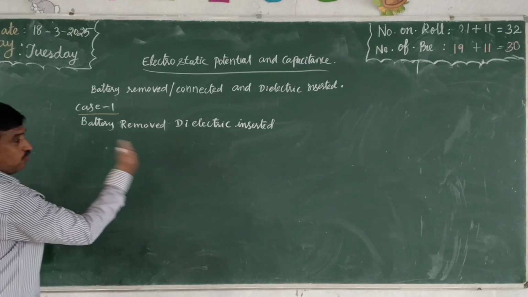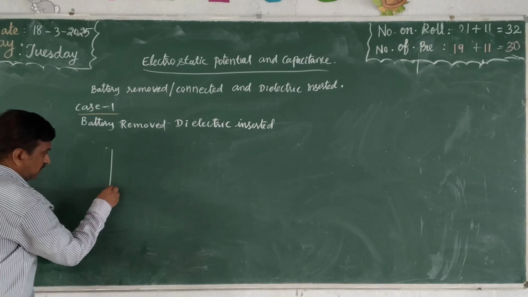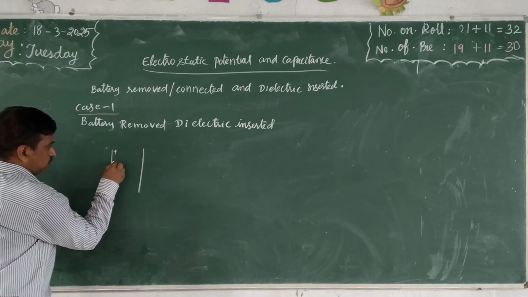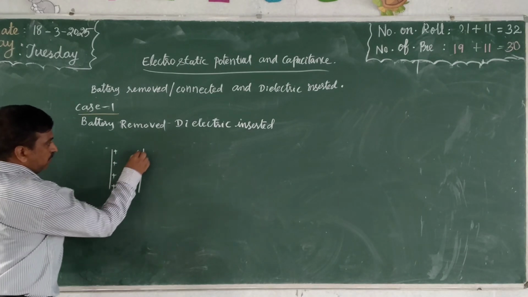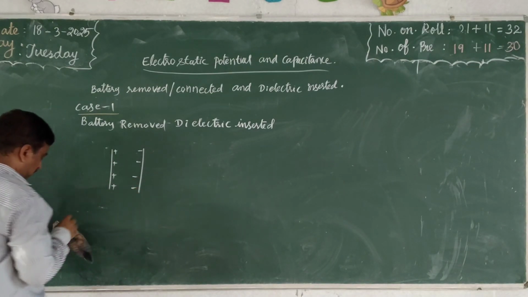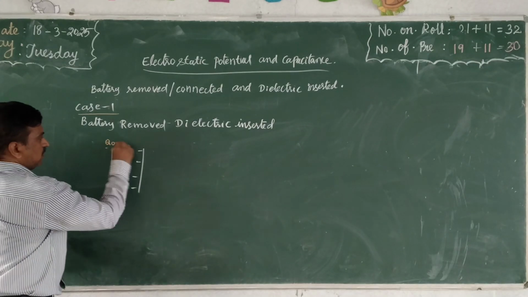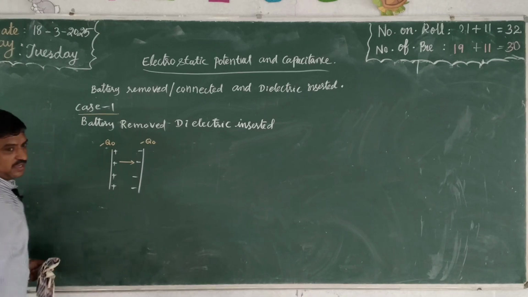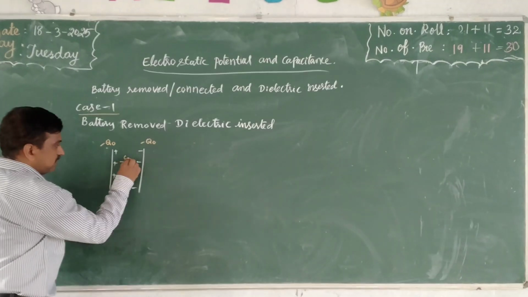In this case, what about forces? For example, see here, it is a parallel plate capacitor. It is a positive charge, it is a negative charge, it is Q naught, Q naught, minus and plus. This is the direction of the electric field. E is the electric field.